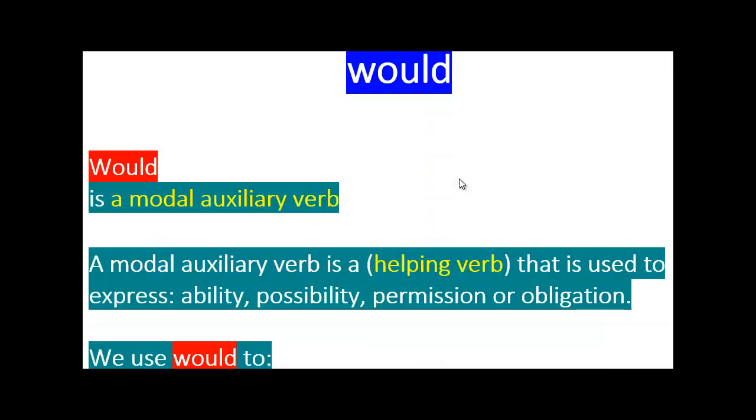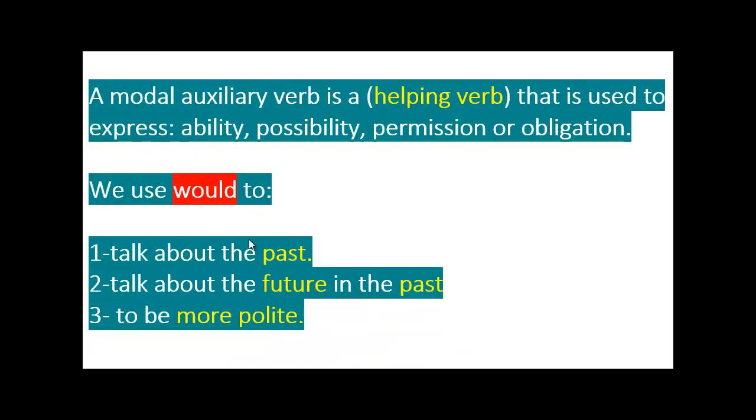Now, moving on quickly to would. Would is a modal auxiliary verb. So what is a modal auxiliary verb? All that big expression full of syllables. A modal auxiliary verb is a helping verb, a verb that helps the main verb. It's used to express ability or possibility or permission or obligation, okay, guys? Don't be afraid or worried when you read the word modal. It's very simple. We use would to talk about the past, to talk about the future in the past, and also to be more polite.